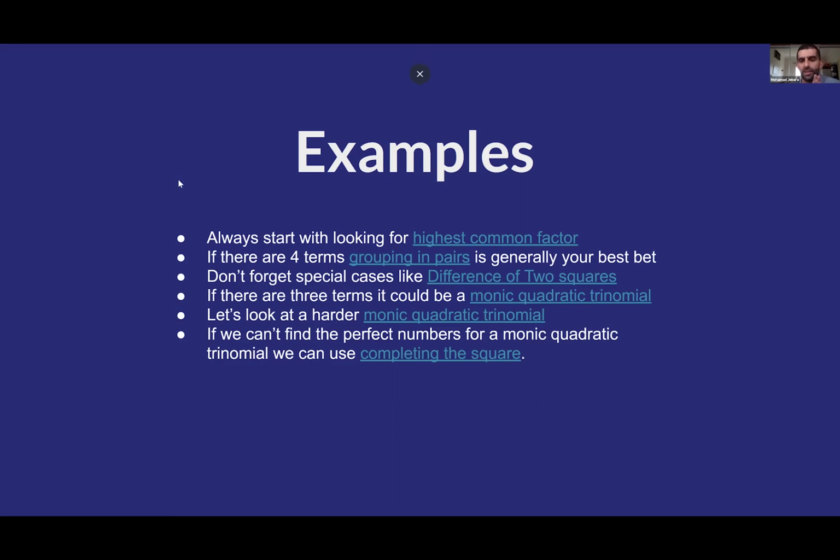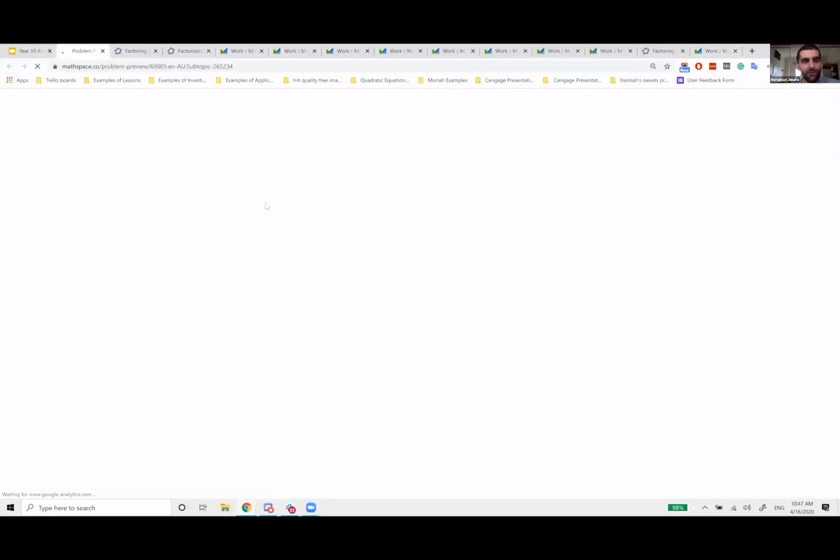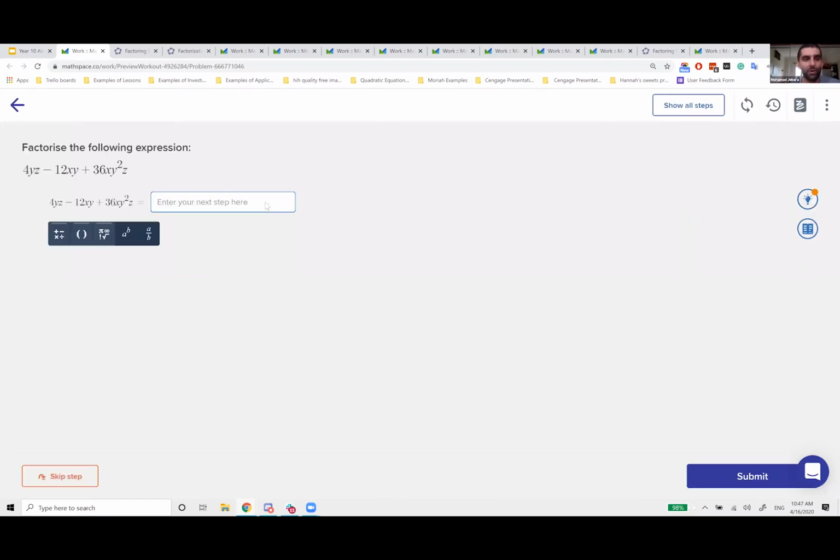So here's a basic flow to work with factorization. Always start with looking for the highest common factor. That's always your starting point. So let's do a quick example of looking for the highest common factor. No matter if there's 2 terms, 3 terms, 4 terms, you should always start by looking for a highest common factor. When you're looking for a highest common factor, you're looking for the numbers and the letters.